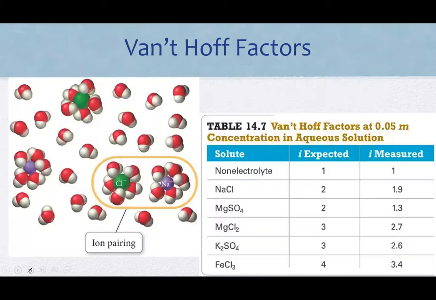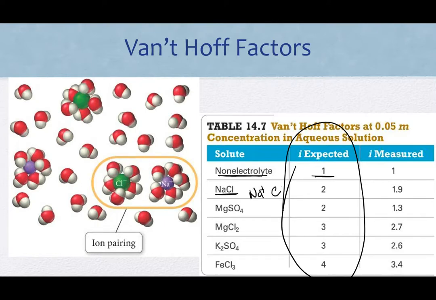Okay. So here are some examples of Van't Hoff factors. We're going to stick with the expected values unless I ask you to solve for Van't Hoff. That could be something that I do. But just use the expected values here. So for anything that's a non-electrolyte, it's always going to be a Van't Hoff factor of 1. For something like NaCl, that's going to break apart into sodium ions and chlorine ions. Okay. This guy right here.